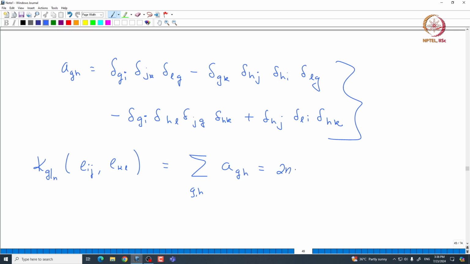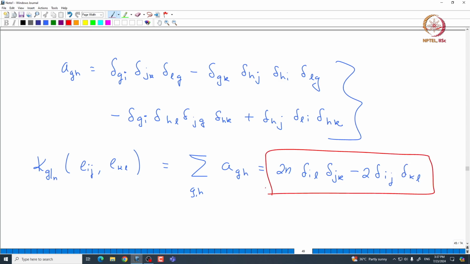This is going to be 2n times delta IL delta JK minus twice delta IJ delta KL. So, this is the term that you get at the end. You are running over all GH and then summing, and you can see that all the indices, because all of them are deltas, just get cancelled and you will get only these terms.